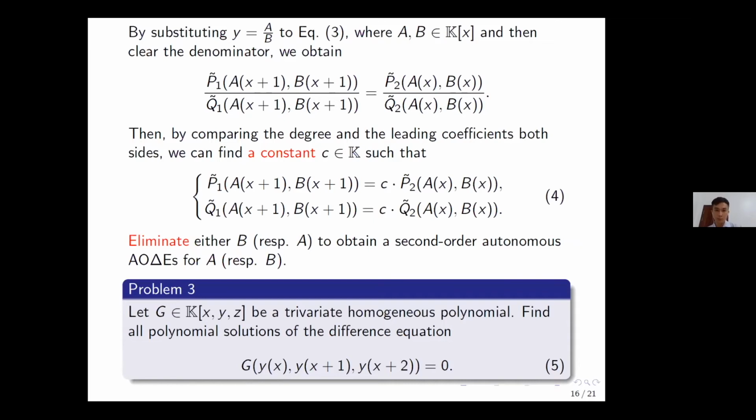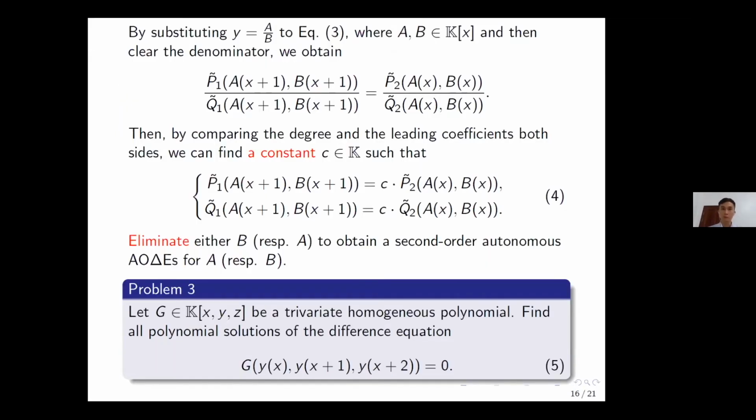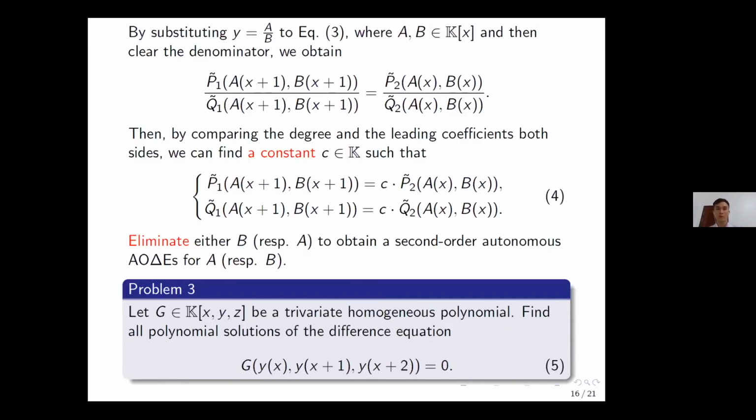From equation 3, now we want to find a rational solution y. Then we write y equal to a over b, where a and b are polynomials. And then we substitute into equation 3 here. So we have P1 of a over b, x plus 1, over Q1 of a over b, x plus 1, and so on. And then we clear the denominator to have the form like this one.